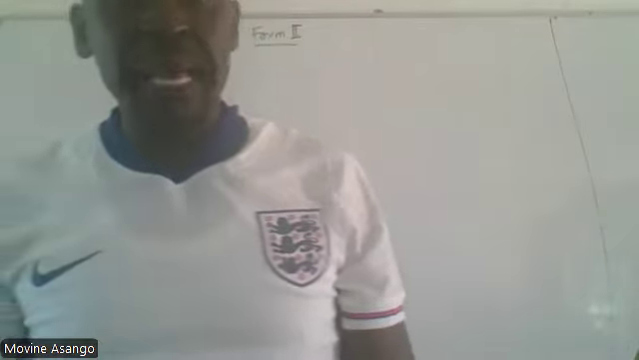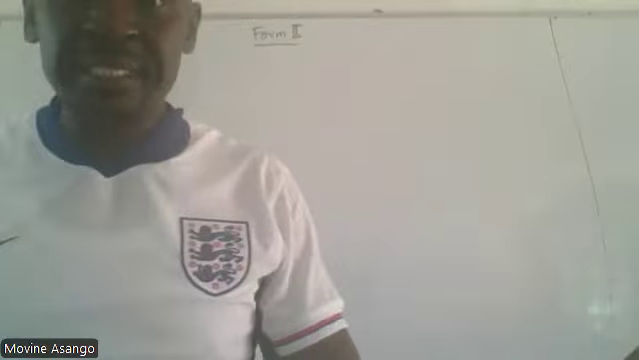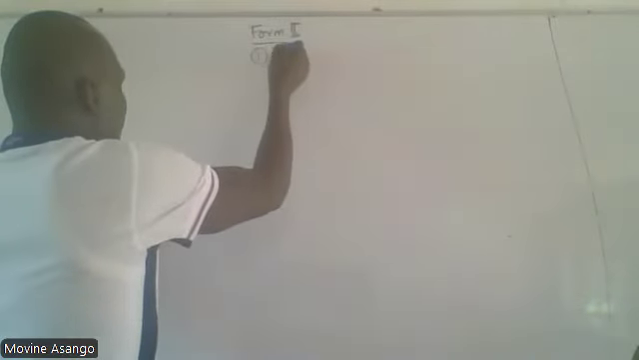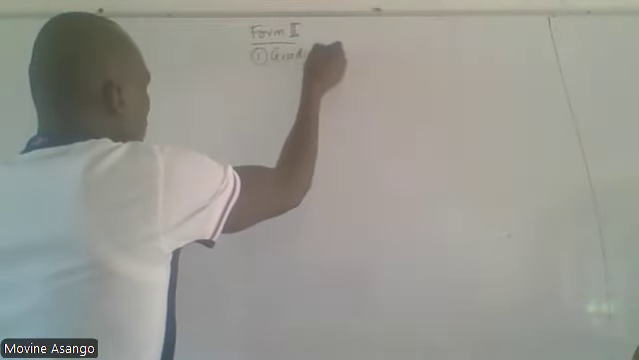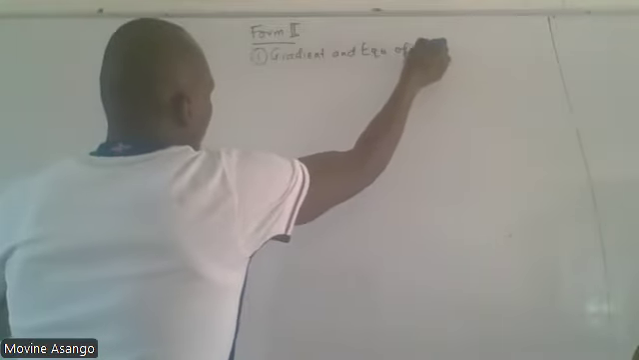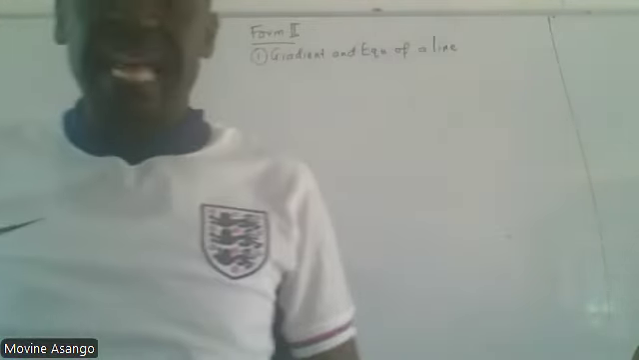So how do you prepare for Form 2? Let us list down the following topics. Number 1, gradient and equation of a line. Gradient and equation of a straight line.